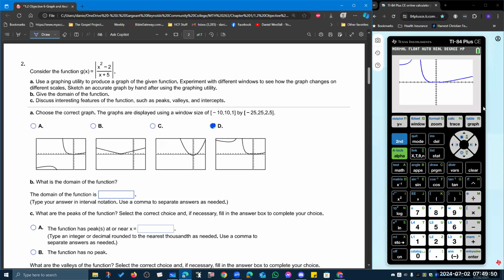The domain of the function. X is not allowed to be -5, which would make the denominator 0. But we have to answer in interval notation here. So -infinity to -5, union -5 to infinity.